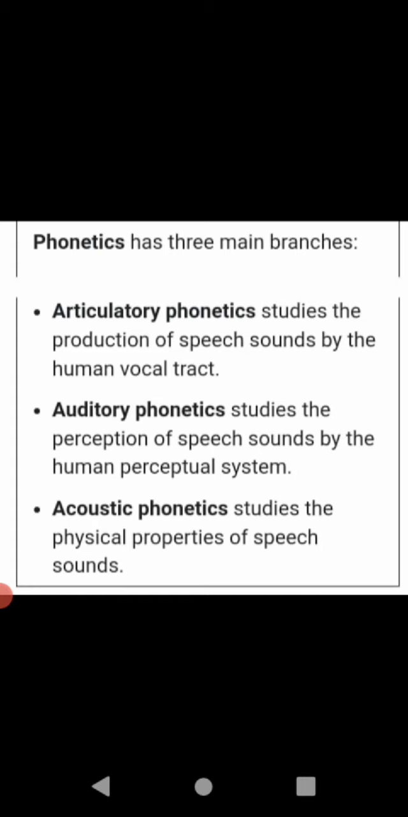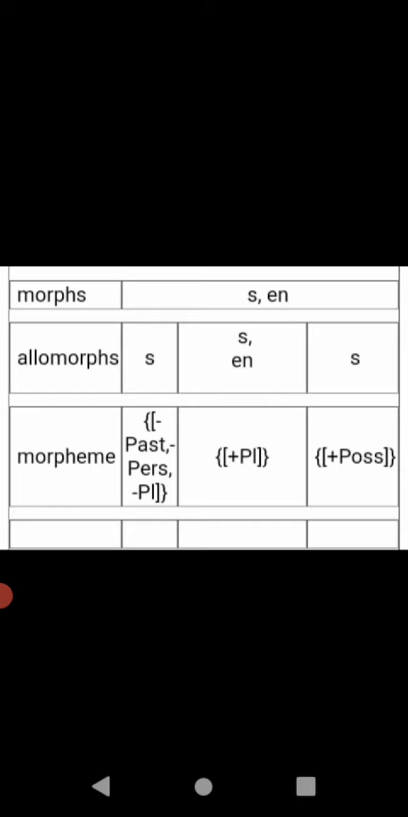Then comes auditory phonetics, which studies the perception of speech sounds by the human perceptual system. That's how a particular speech sound is perceived by the receiver or the listener. And finally, acoustic phonetics. This studies the physical properties of speech sounds. What characteristics are found in that speech sound?